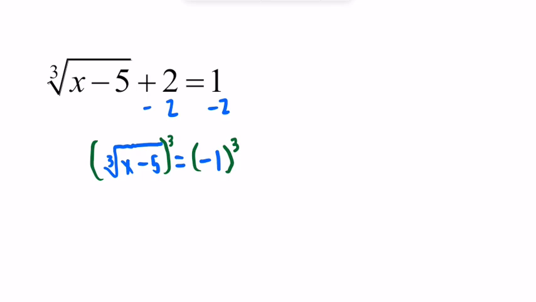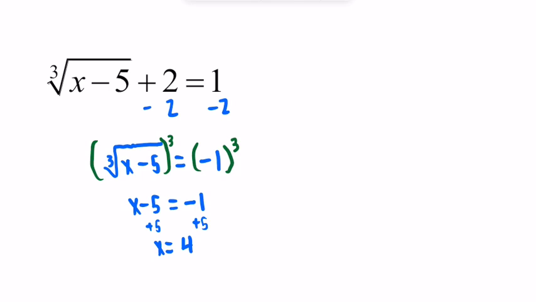And now on the left side, the cube root and the cube cancel out, and you just end up with what was under the root, x minus 5. On the right side, negative 1 to the third power is negative 1. To finish, we add 5 to both sides, and we end up with x is equal to 4, like so.